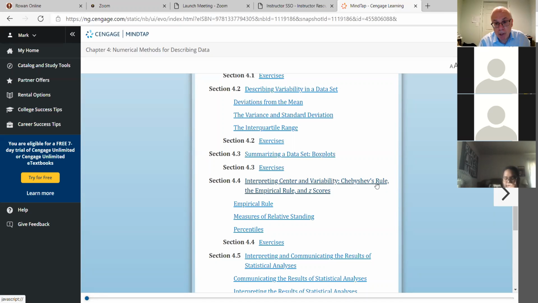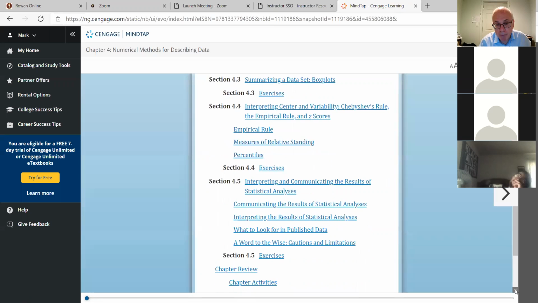Also know about Chebyshev's rule, the empirical rule, and z-scores. Make sure you know all three of these. They will be tested on the test. Percentiles, not too much on percentiles, but just know the general definition. If I say the 30th percentile, I mean 30% of the data is less than that, and 70% of the data is greater than that.